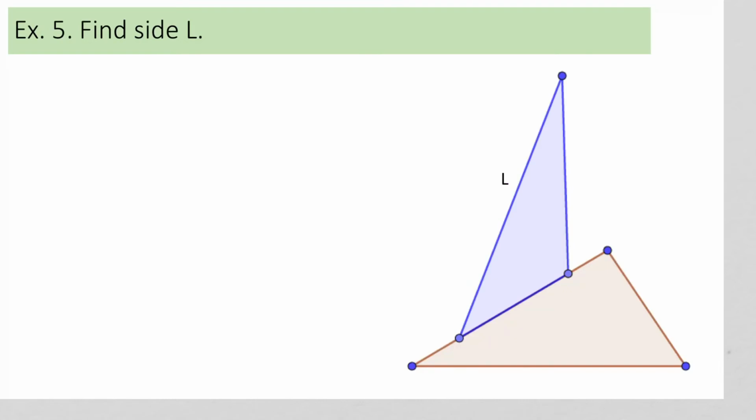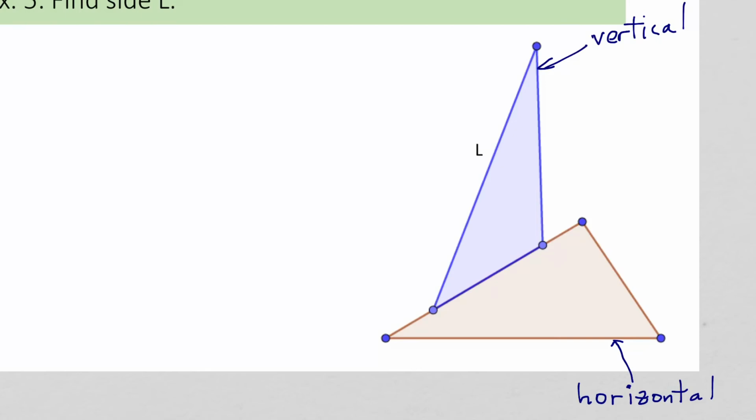So this triangle setup here for example 5, where we're asked to find side L, is the same triangle setup we had for one of our Law of Cosines problems, except we're going to be given some different information. Okay, so here are the parameters that I'm going to give you for this problem. First, this is a vertical line, and this is a horizontal line. So that's one thing we're being told.